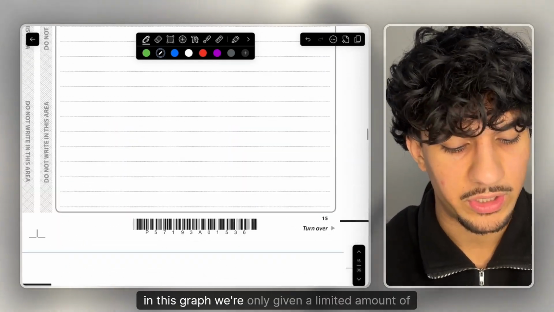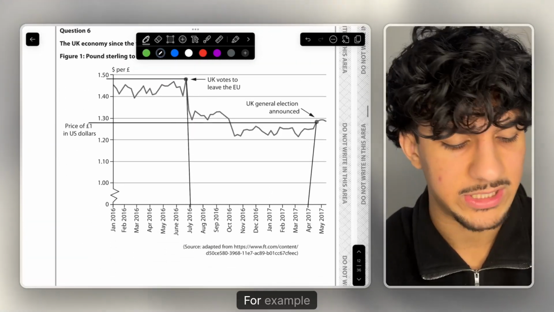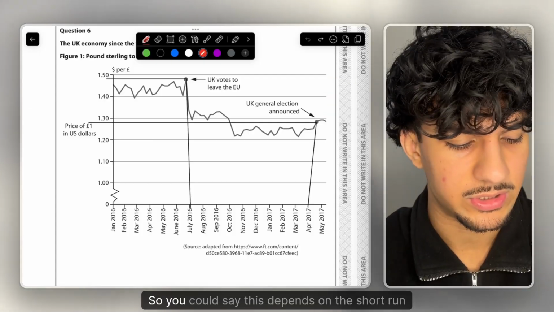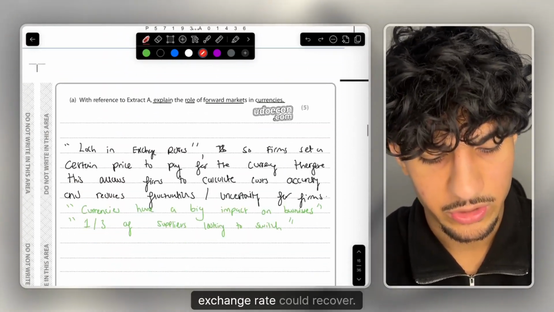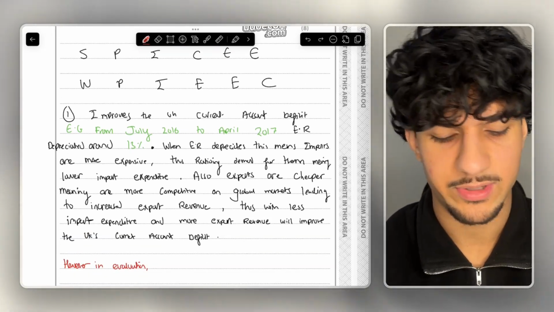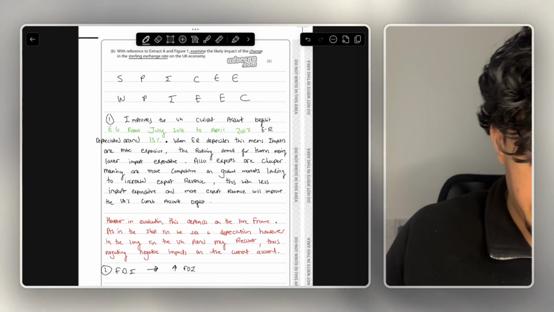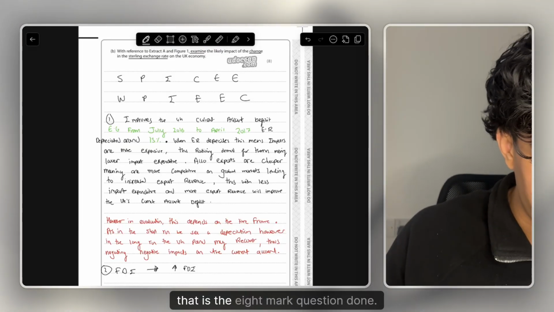As in this graph, we're only given a limited amount of data. We have no idea in the long run what might happen. For example, the exchange rate might start to appreciate again and it might recover. So you could say this depends on the short run versus the long run, as in the long run the exchange rate could recover, meaning that the positive impacts on the UK's current account may be short-lived. And yeah, so that's how I would do that 8-mark question. If you want to do 2 paragraphs, you can do here. I'm not going to write out the FDI paragraph. I feel like I explained it fairly well. But yeah, that is an 8-mark question done.